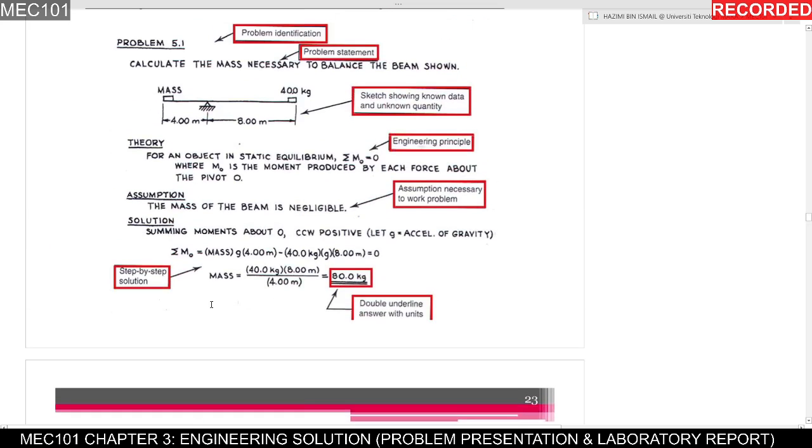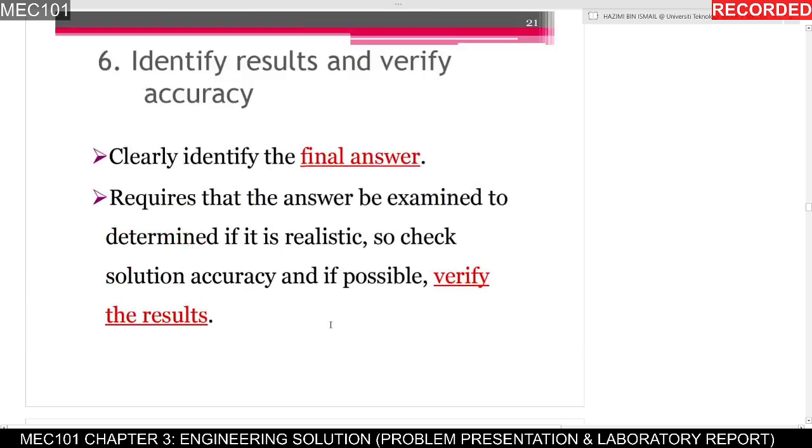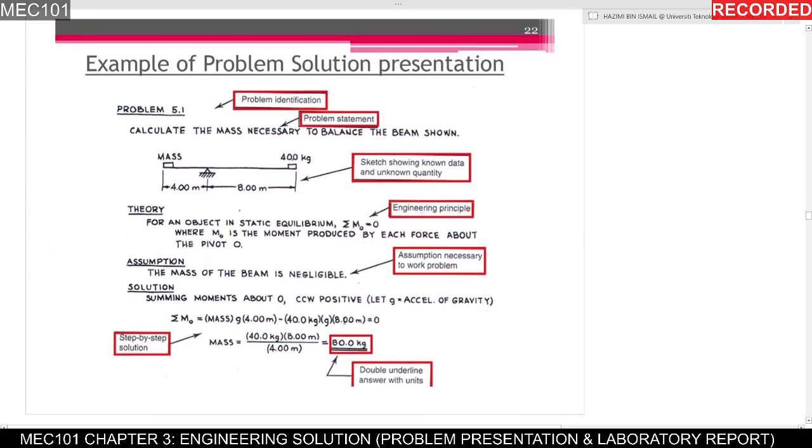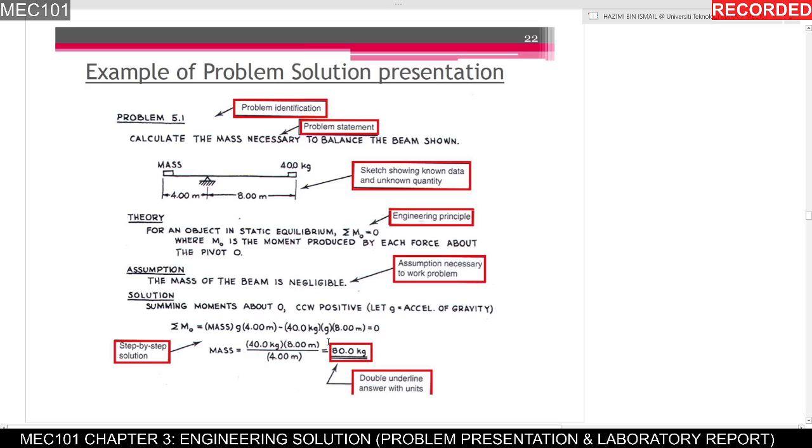So if they want to verify here, identify results and verify accuracy, it says that it requires that the answer be examined to determine if it is realistic, so check solution accuracy, and if possible verify the results. That's when you have to use your logical sense or common sense. Let's say this is 8 kg. It doesn't make sense because the mass of F here is 40 kg. Okay, right?